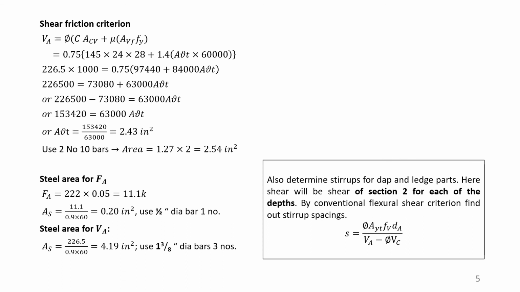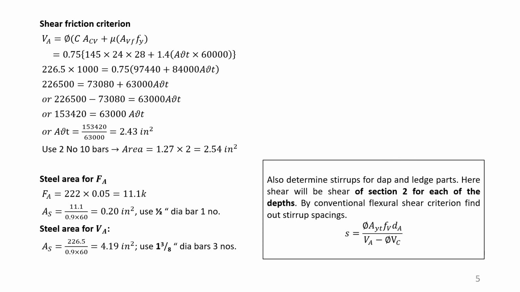Steel area for VA. Our VA is 226.5, and AS is equal to VA. Directly we calculate this steel area by dividing by the allowable stress. Allowable stress is 60, and phi factor is 0.9, and that gives us a value of 4.19 inches square. Use 1 inch dia bar, 3 numbers.